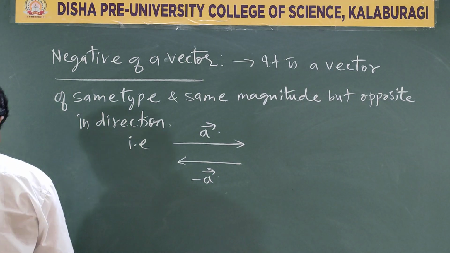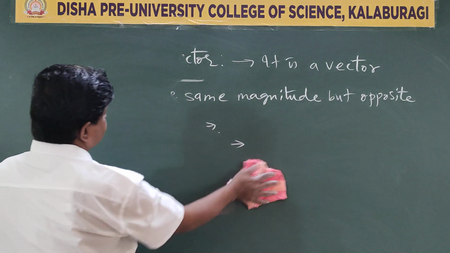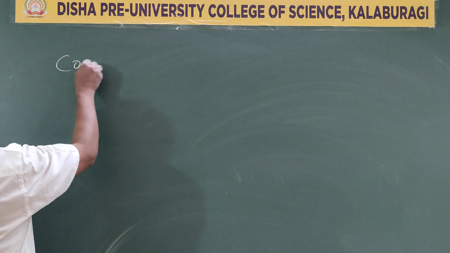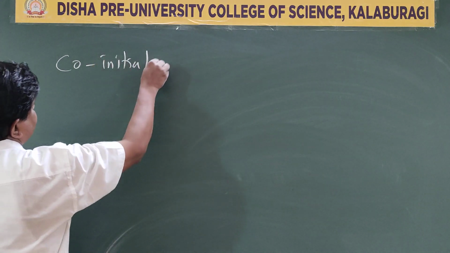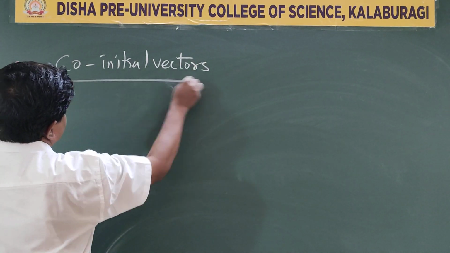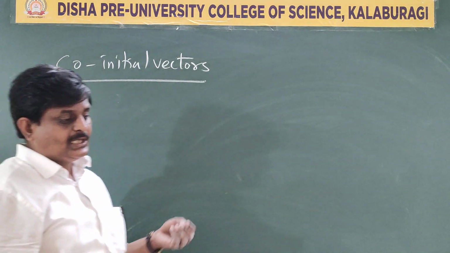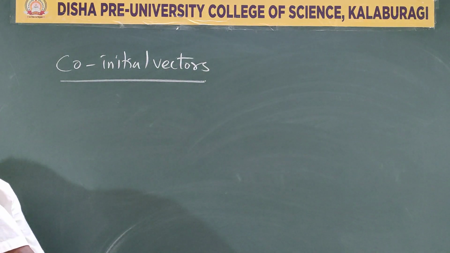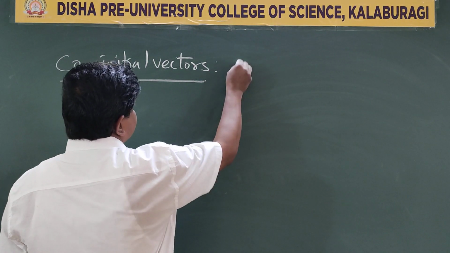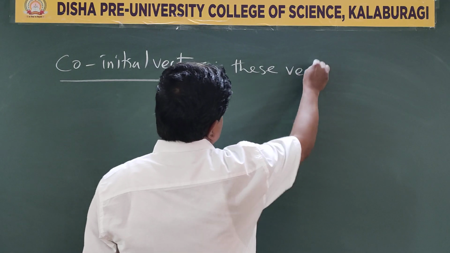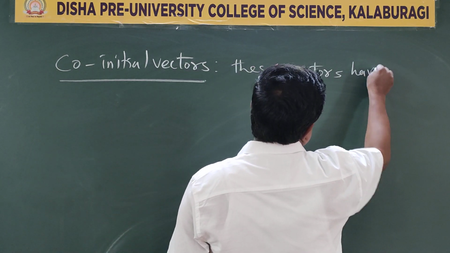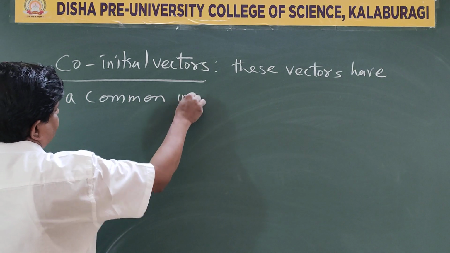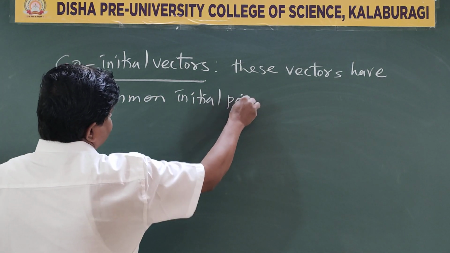And one more. Co-initial vectors. Okay, what are the co-initial vectors? As the name itself indicates, the vectors having a common initial point are called what? Co-initial vectors. These vectors have a common initial point, like this.